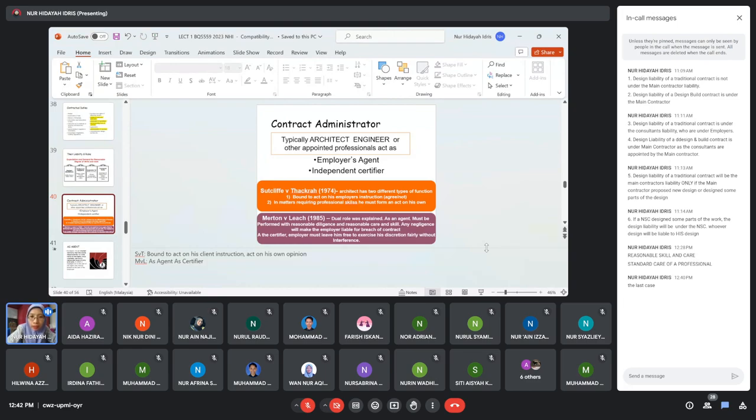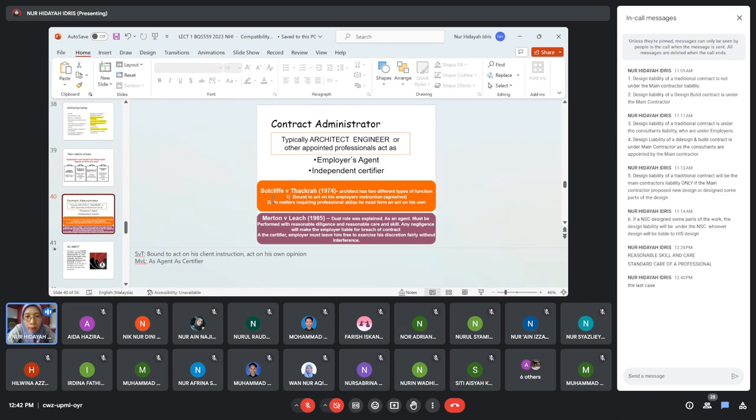So role-nya adalah, okay, based on Sutcliffe versus Twickenham 1974, architect has two different types of function. Satu untuk act on his employer's instruction, okay, whether he's agree or not, kalau dalam contract administration. Satu lagi, in matters requiring professional skill, he must form and act on his own.